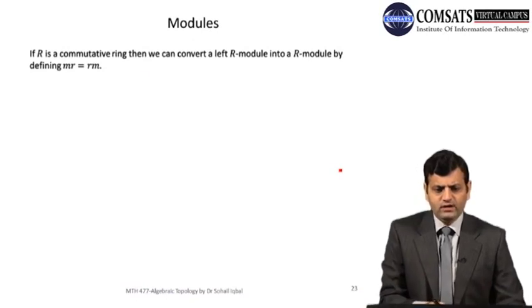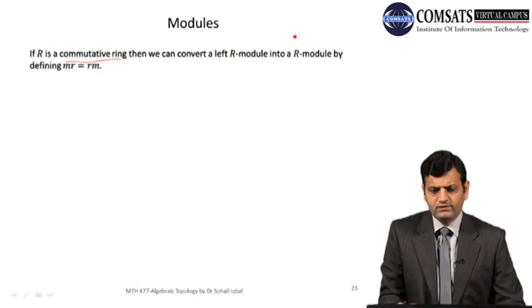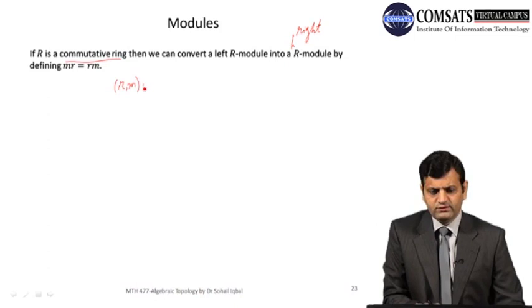Okay, so if R is a commutative ring, then we can convert a left R module into a right R module by defining M into R is equal to R into M. Of course if we are defining a right R module, then we need to define this action in the following way, so this goes into M. So basically we are multiplying the ring elements on the right of M. Okay, so how do we define this?